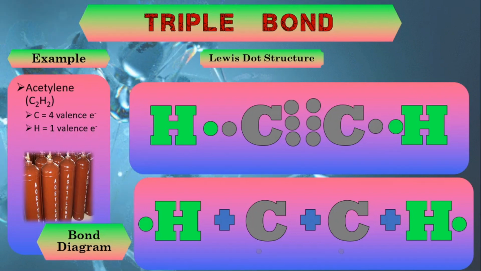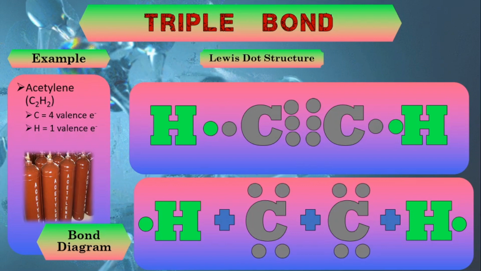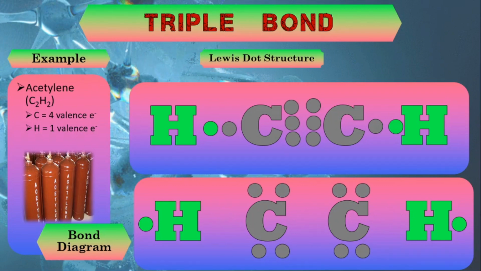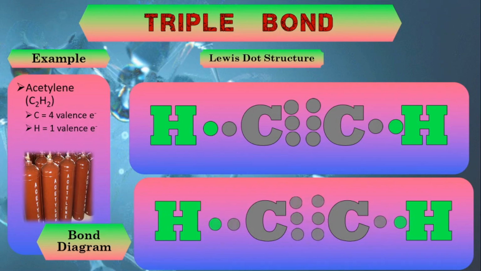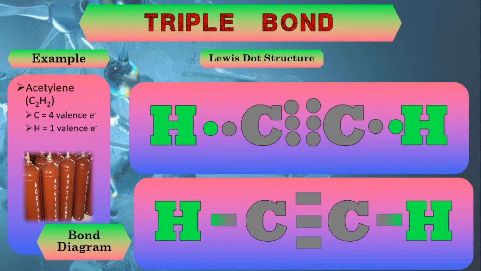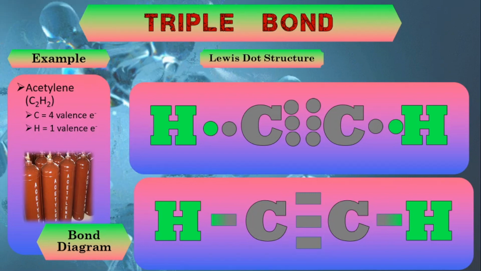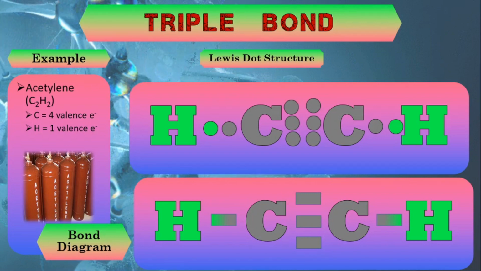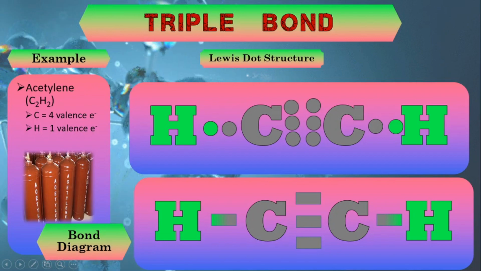The bond diagram would be like this. Okay, so there is a triple carbon bond. There are 3 horizontal lines between the two carbon atoms.